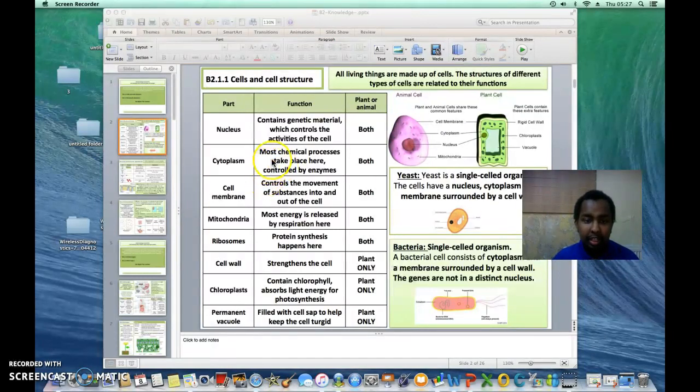Cytoplasm. Most chemical processes take place there. It's also where you can find enzymes, and of course, if chemical reactions take place there, you'll find enzymes. Enzymes are biological catalysts. They help increase the speed of chemical reactions. So if a chemical reaction will take 30 minutes without a catalyst, an enzyme is used inside the body.